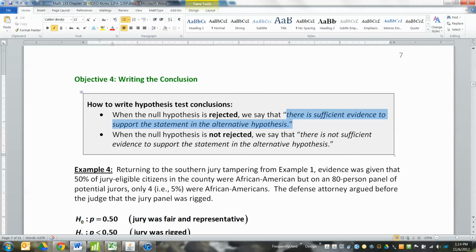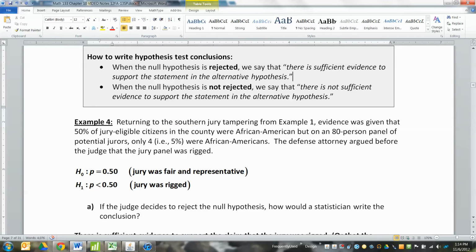The evidence is implying to support the statement in the alternative. And you have to write it out in words. And then when you do not reject your null hypothesis, you say, I don't have enough evidence to support that alternative. That's it. Those are your only options. You either supported the alternative or do not support the alternative.